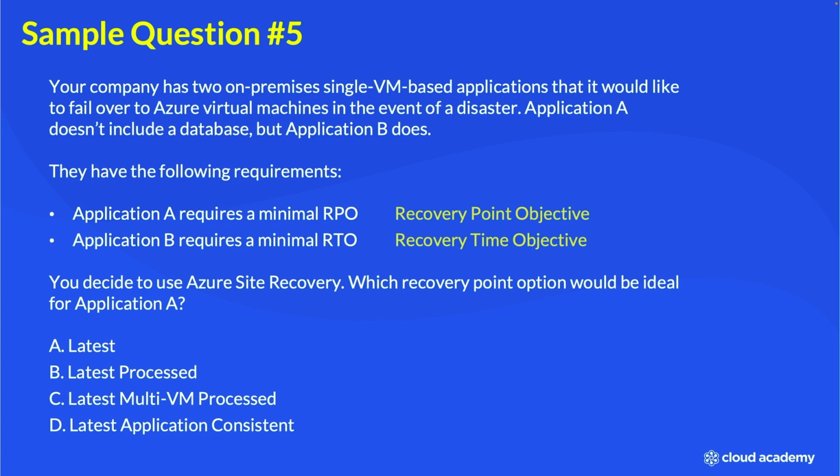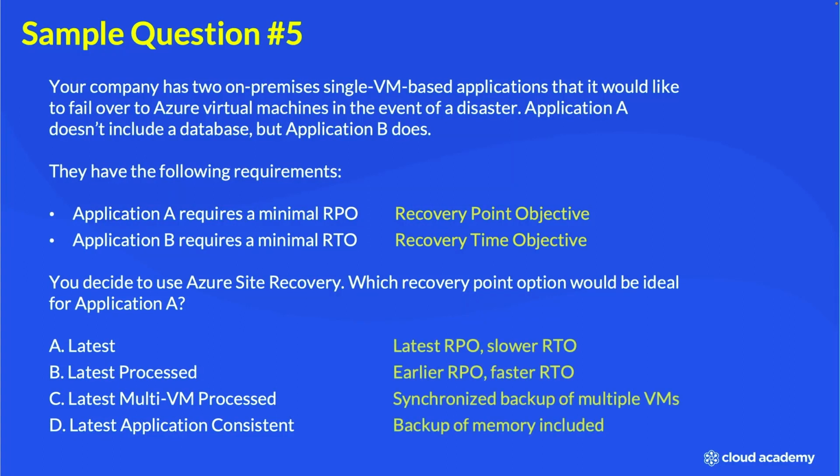Let's read the question here. You decide to use Azure Site Recovery. Which recovery point option would be ideal for application A? Now with Azure Site Recovery, the way it works is the backup data that it receives has to be processed before it can be recovered. So that means if you want the latest backup data, you're going to have to wait for it to be processed first before you can recover it. And that means it's going to take a while, which would mean you'd have a long RTO. But it means you'd have a short RPO because you'd get the absolute latest point for your backups.